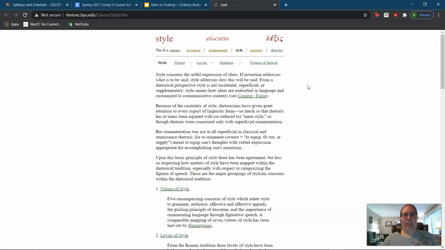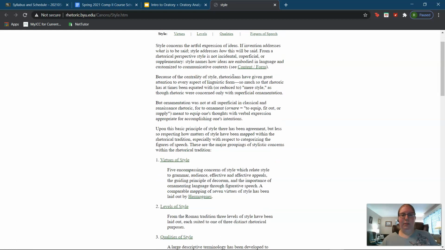style concerns the artful expression of ideas. This might be something like how speakers express their main ideas or their main arguments within a political speech. So if invention addresses what is to be said, style addresses how this will be said. From a rhetorical perspective, style is not incidental, superficial, or supplementary. Style names how ideas are embodied in language and customized to communicative contexts, or in other words, word choice. Because of style, rhetoricians have given great attention to every aspect of linguistic form, or word style.